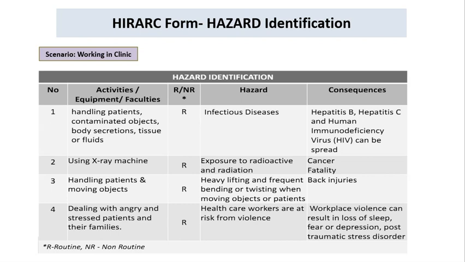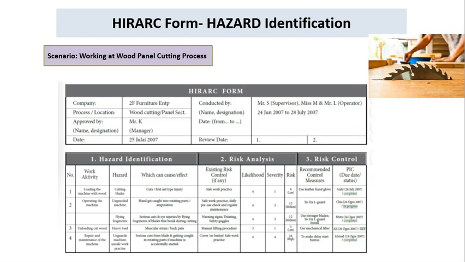So we are done with the example of part 1 for the scenario in the clinic. These three columns are very important: the work activity, the hazard, and also the consequences or the effect. Okay, let's look at another scenario for the hazard identification. Let's look at the wood panel cutting process. Okay, so we have this cutter blade, and we have this table in which the wood will go through to be cut.